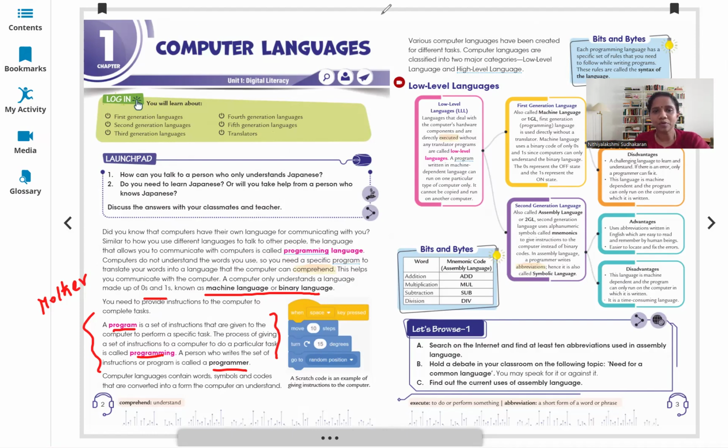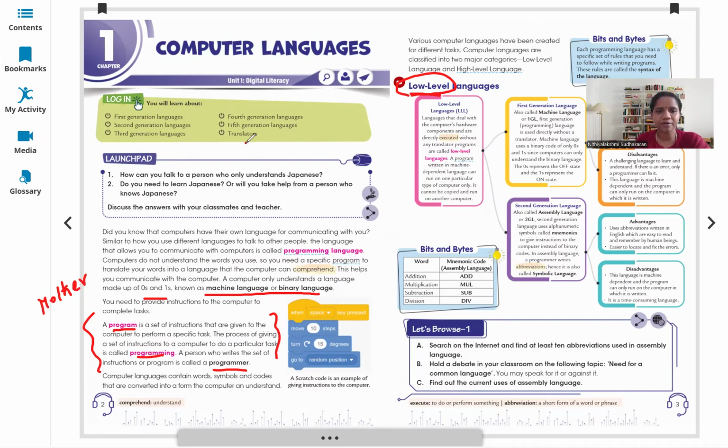Now, computer languages are majorly categorized into two levels: low level languages and high level languages. Low level languages are mostly made up of machines. People in olden times believed that machines could help us and reduce the task of humans. That's why in low level languages the more dominant part was the machines, the hardware.